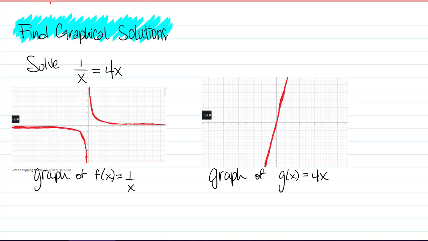All right, so our next objective is to talk about finding graphical solutions for rational equations. What I have here is the equation that we need to solve: 1 over x equals 4x. It's a small equation to consider, but basically you have your left-hand side function, 1 over x, and your right-hand side function, 4x, and I have graphed both of those two functions separately.